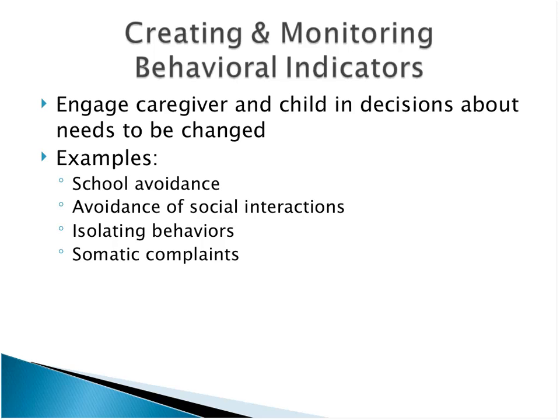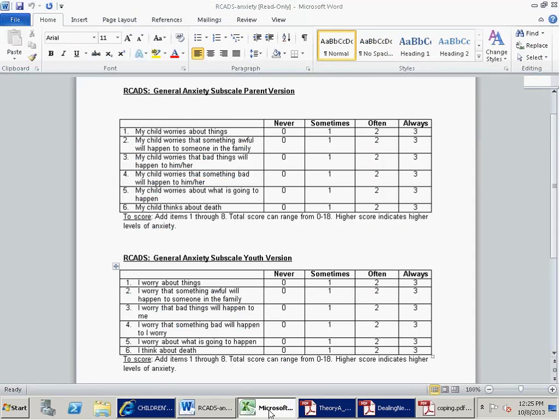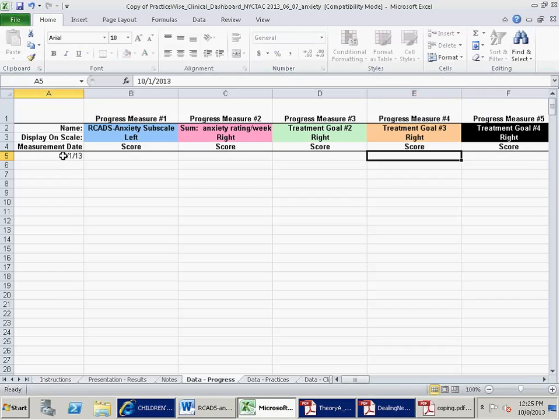Thank you, Sherry. And what I wanted to do is take a minute and show the clinical dashboard related to Allison. So here we have on 10-1, this is the first day she was seen, and we did not do the scales at that point. The next time she comes in, if she were coming in next week, we would add the date that she is coming in, and then we would put the score for both the RCADS and also for the anxiety level that's rated weekly, okay?